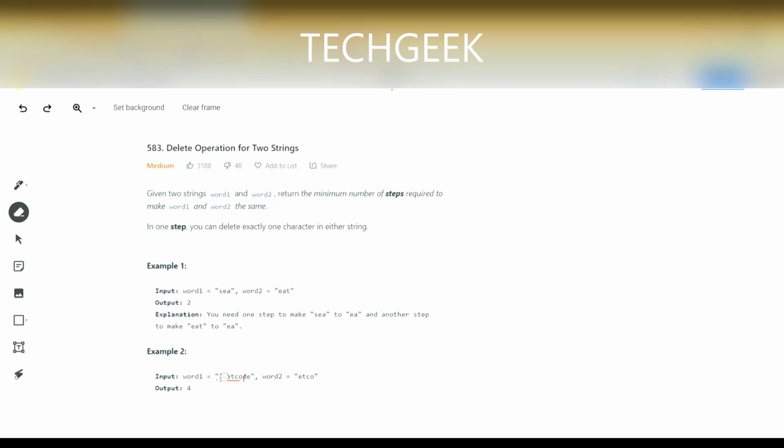Talking about this, we have ETCO and Leetcode. So let's see, ETCO, that's word 2, is a proper substring here. So the leftover characters of word 1, if we remove them, then obviously these two will be equal. So the number of characters to be deleted are 4. So that is how we'll make the strings equal.